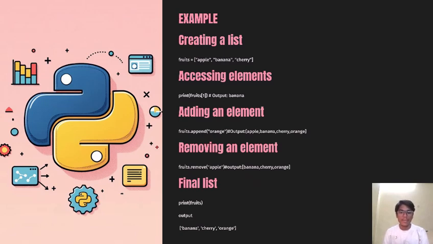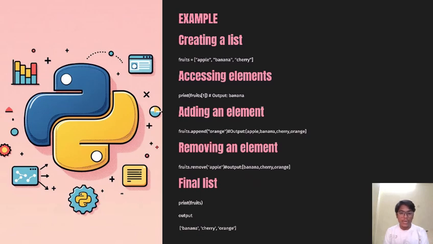Adding an element: fruits dot append orange. So here you will get the orange added to the first list. See here, we got the output with orange also. Removing an element: fruits dot remove apple. So in the above list we have apple, but in the upcoming list we have removed the apple. So the output is banana, cherry, orange.